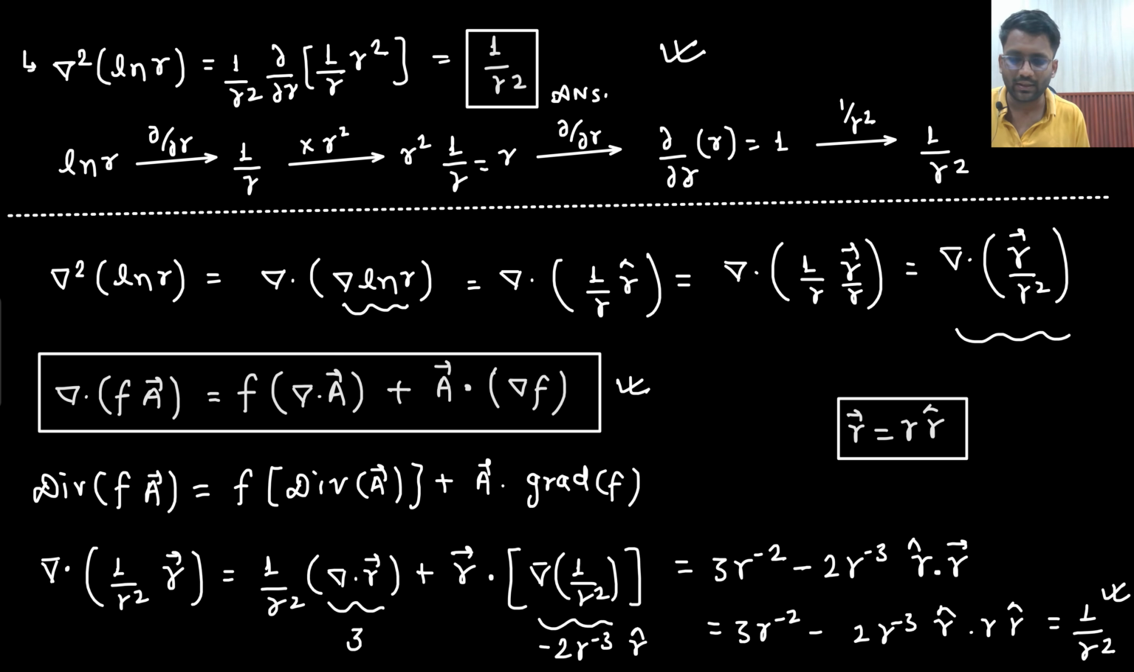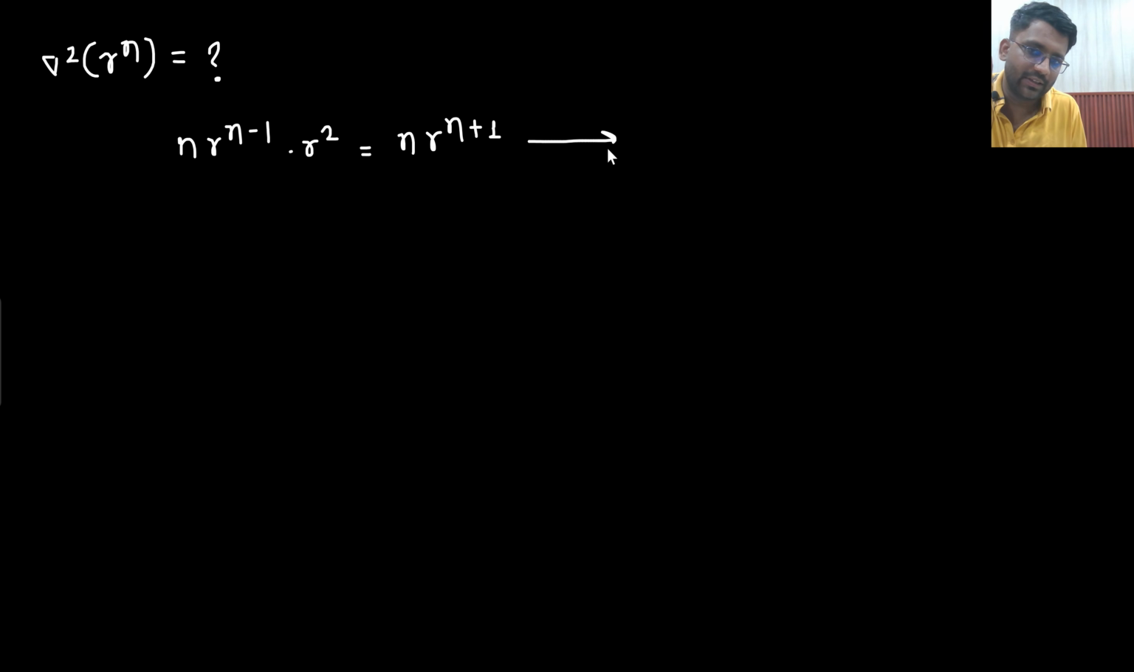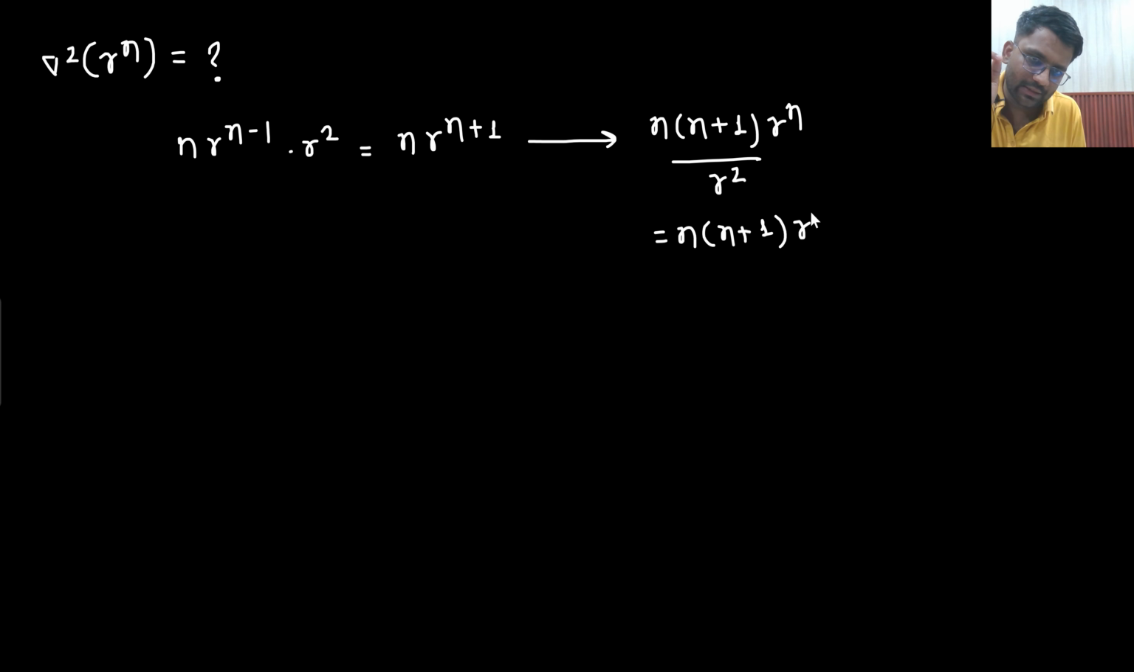Understandable? Very much understandable. Let's solve this one with the simple formula. What does the formula say? First you differentiate r to the power n. What will you get? n r to the power n minus 1. Then you multiply it with r square. When I multiply with r square, I get r to the power n minus 1 plus 2, then it will become r to the power n plus 1. Then again differentiate it. What will you get? n into n plus 1 r to the power n, and then divide by r square. So this is the final answer that you are getting.